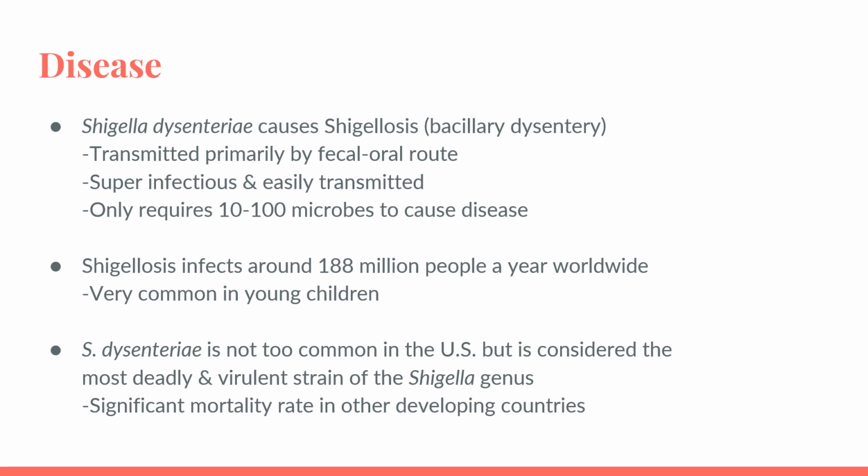Disease. Shigella dysenteriae causes shigellosis, also known as bacillary dysentery. This disease is transmitted primarily by the fecal-oral route. It is super infectious and easily transmitted, as it only requires about 10 to 100 microbes to cause disease, which is not a lot. Shigellosis infects around 188 million people a year worldwide. This is very common in young children as well.